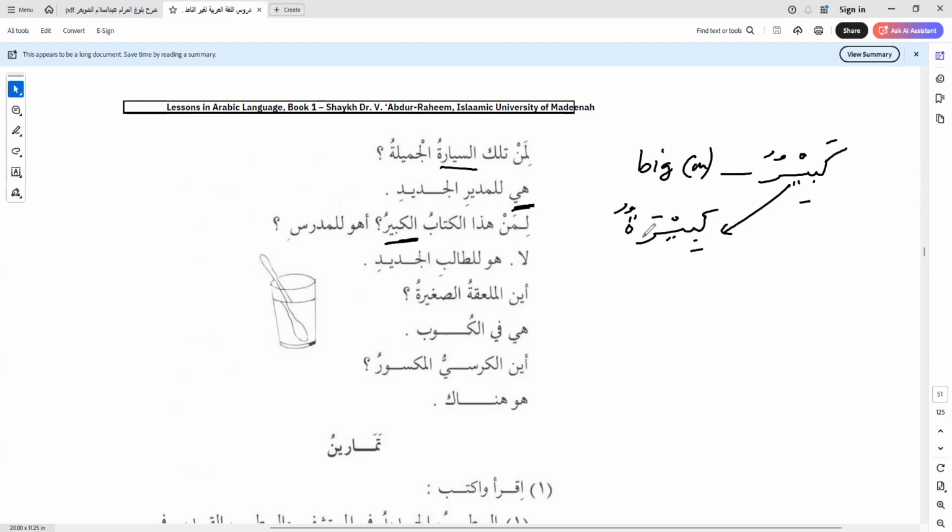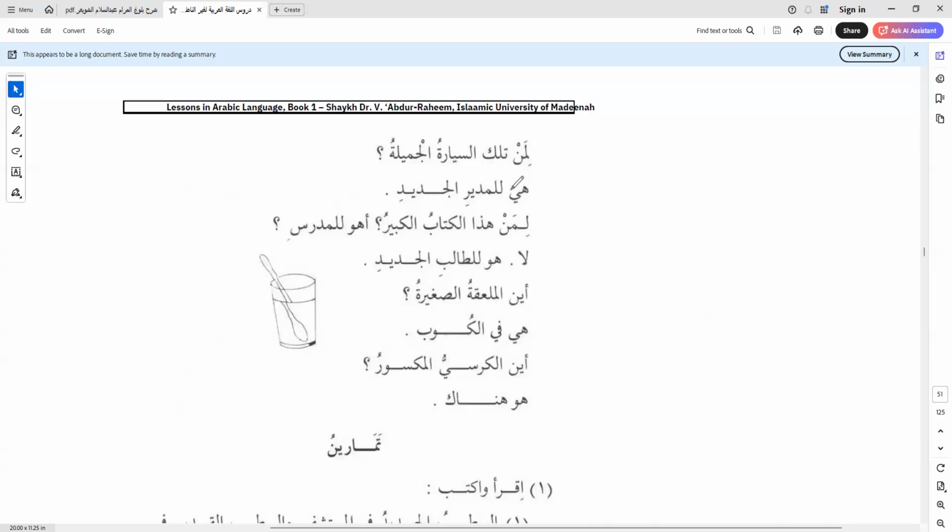So if I'm using this to describe a car, then I have to say سيارة كبيرة. سيارة كبيرة. Or السيارة الكبيرة. They must match in all forms. لمن هذا الكتاب الكبير? Whose big book is this?